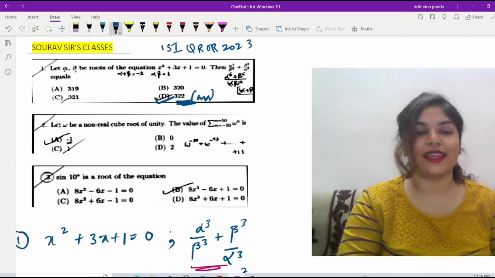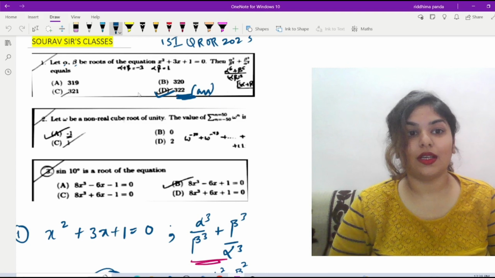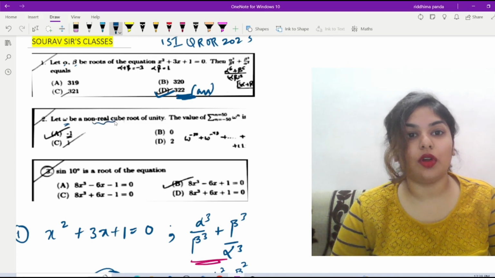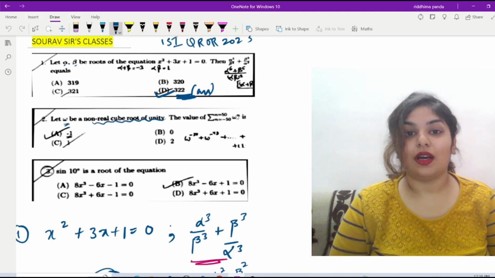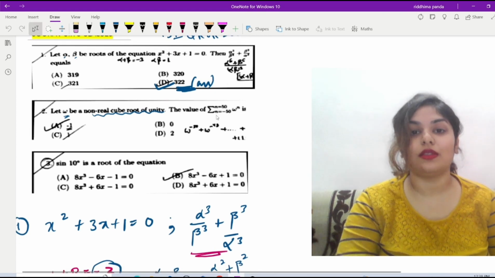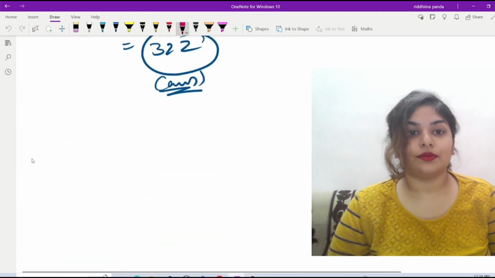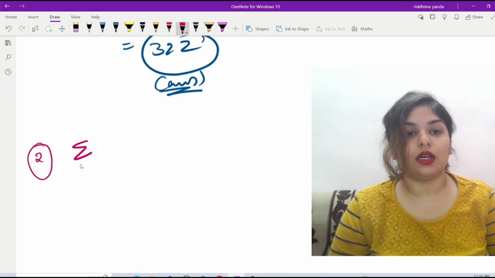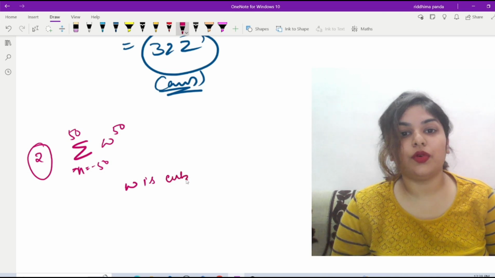Now let's have a look at the second question. The next question is, let omega be a non-real cube root of unity, okay? Omega is what? Cube root of unity. Then the value of the summation n is equal to minus 50 to 50, omega to the power n is how much? So let us try to find out. So basically we have to find the summation n is equal to minus 50 to 50, omega to the power n, and omega is cube root of unity.